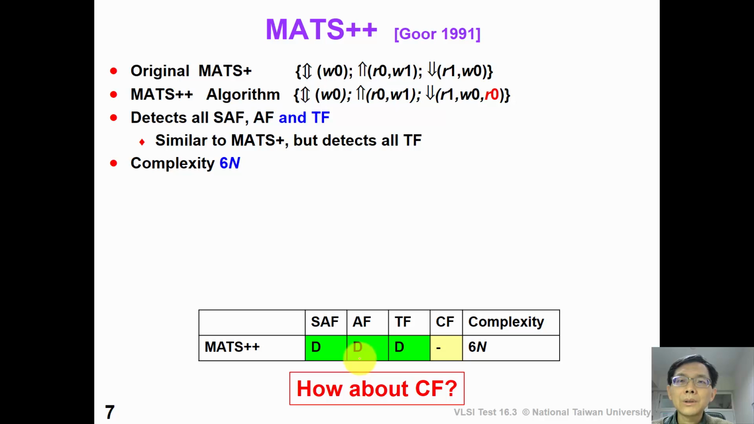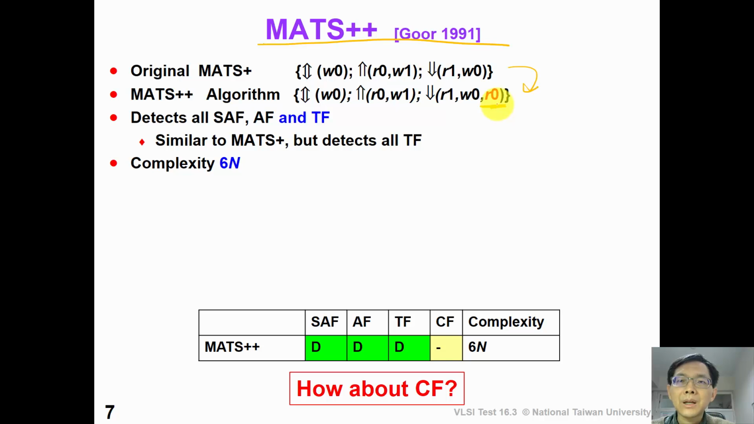So, how about the transition fault? In 1991, Nair proposed an even better MATS algorithm called MATS++. It was modified from the MATS Plus by adding one more read 0 to the end of the last March algorithm.